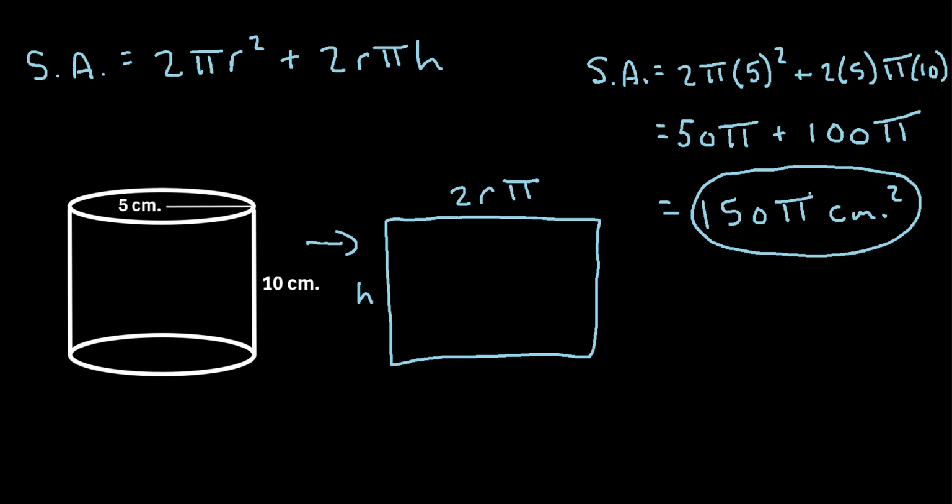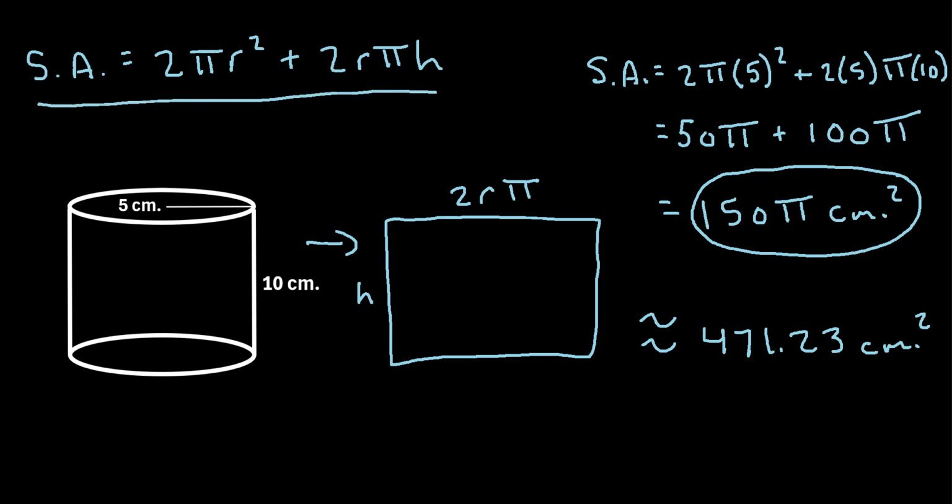Now, if you wanted to, you could punch in pi into a calculator, because remember, that's just a number like 3.1415. If you did that, you'd get about 471.23 centimeters squared. I prefer to leave it in this format right here since it's an exact answer. But just keep in mind, you can use this formula to find the surface area of any cylinder. All you have to know is the radius and the height.